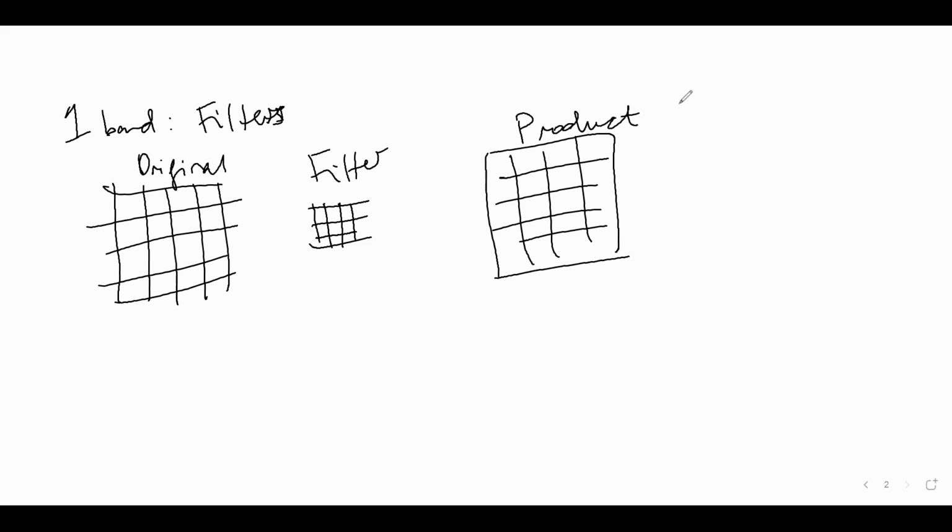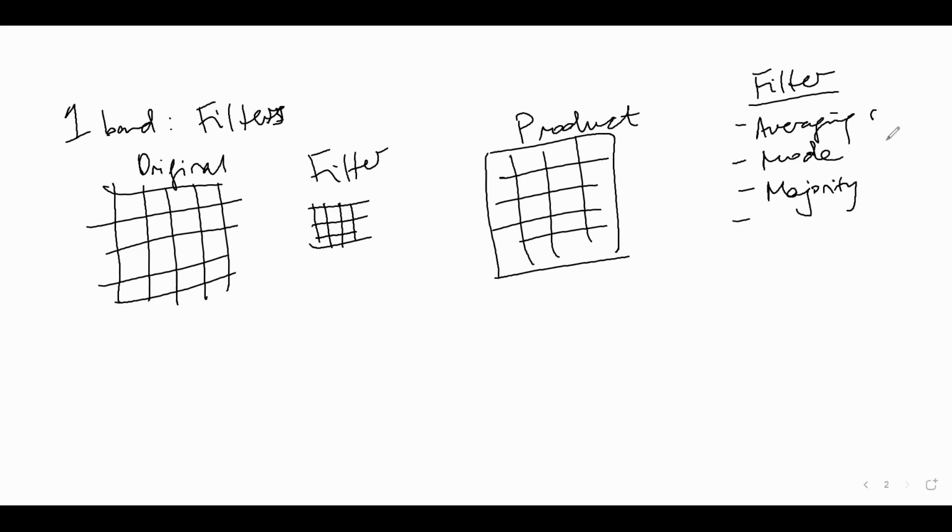We can have many filters. We can have an averaging filter, a mode or majority filter, and an averaging filter. We can have edge enhancers, edge enhancement, and so on and so forth. So let me begin with an average. Let me do a mode. That will be a lot easier.